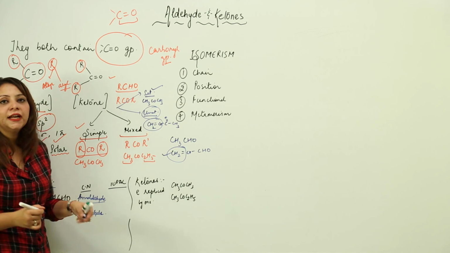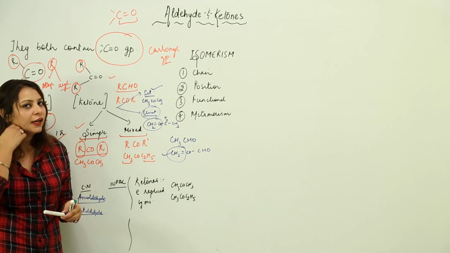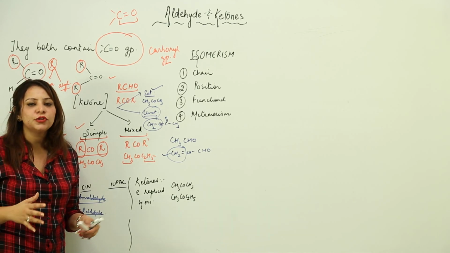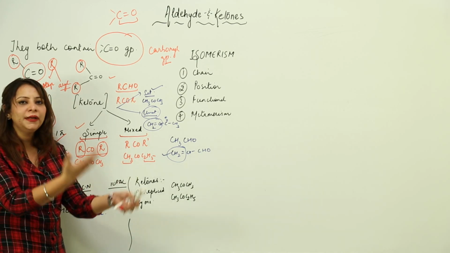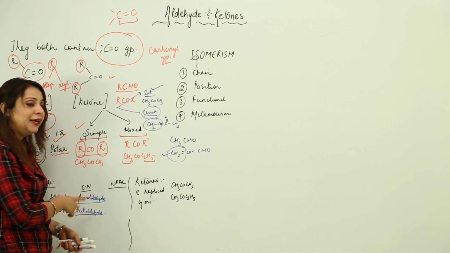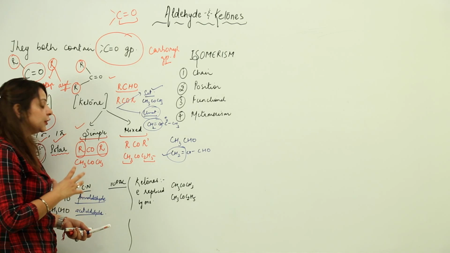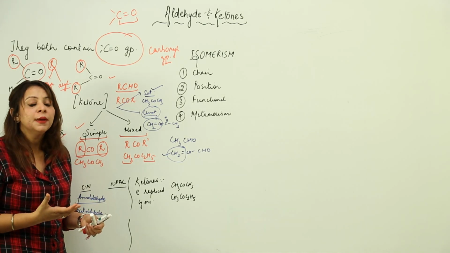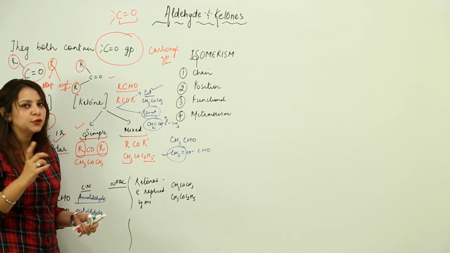Their common names are derived from the fact that if we carry out oxidation of an aldehyde, it is going to produce a carboxylic acid. They are named according to the type of carboxylic acid they produce. For example, formaldehyde produces formic acid on oxidation, that is why it is called formaldehyde. Acetaldehyde produces acetic acid on oxidation, that is why it is called acetaldehyde. So depending upon what kind of carboxylic acid they form on oxidation, we give the common names accordingly.